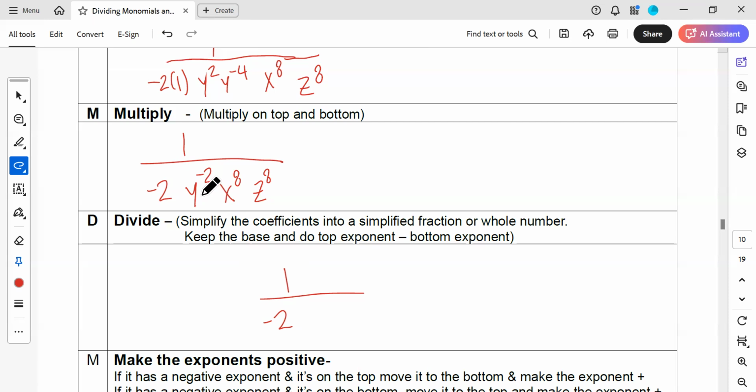Say it again. Well, yeah, I just moved it down for here for now. No, you only got to make the exponents positive, not the coefficients. You get me? So y to the minus 2, does it stay or move? Well, negative exponents is what make it move, right? So it has to go to the top and the exponent becomes positive. What about x to the eighth? And z to the eighth?